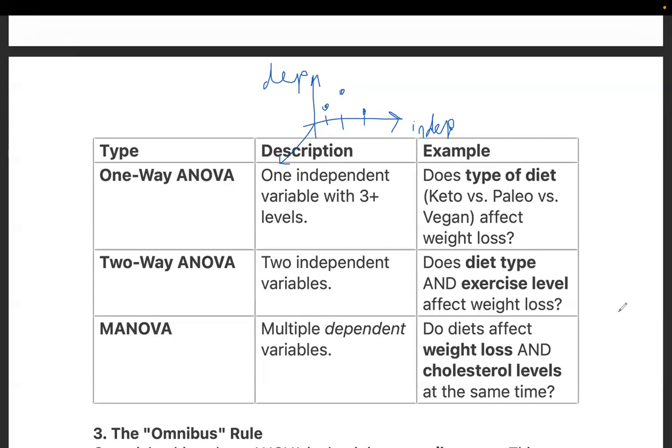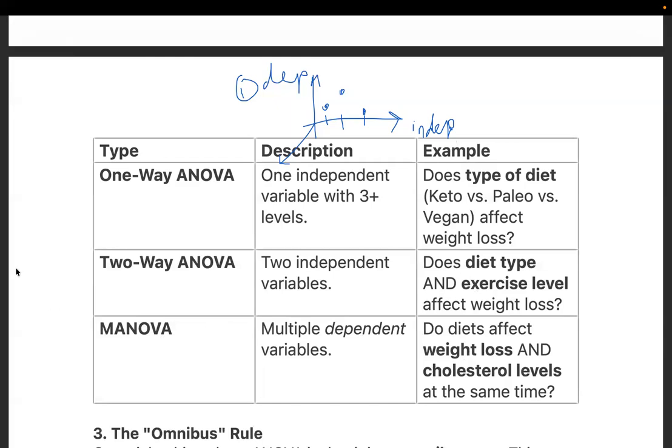MANOVA is for multiple dependent variables. In one-way and two-way ANOVA, we were testing only one dependent variable. In MANOVA, your dependent variable is more than one. So you're going to test the effect of diet on weight loss and cholesterol. These are the two dependent variables. So multiple dependent variables is MANOVA usage.